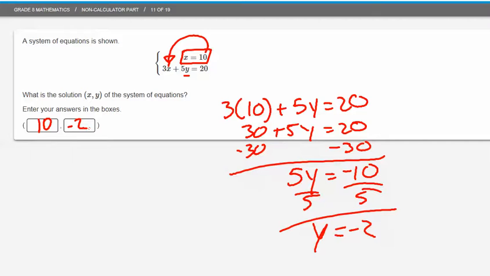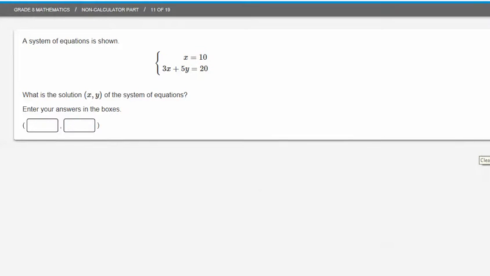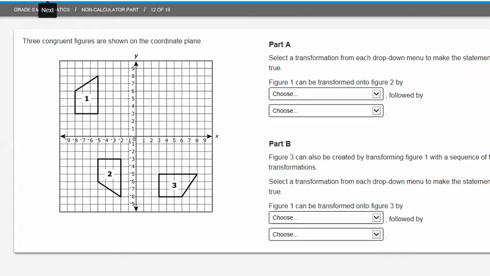All right, can't wait. I feel a drop-down menu question coming. I love the drop-down menu question, don't you? All right. Look at that. 3 congruent figures are shown on the coordinate plane. I have figures 1, 2, and 3. And right away, I notice that all 3 figures are congruent because they all have the same side lengths, the same angle measurements, and the same basic shape. So I know that we are not dealing with any dilations, because dilations would change the shape. I'm dealing with reflections, rotations, and translations. So, select a transformation from each drop-down menu to make the statement true.